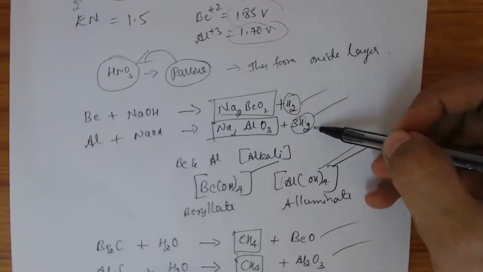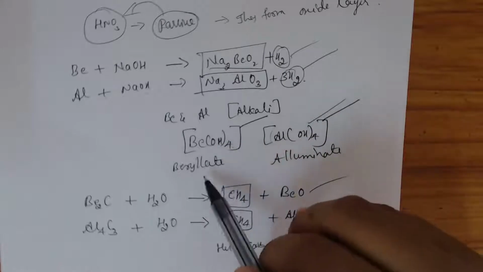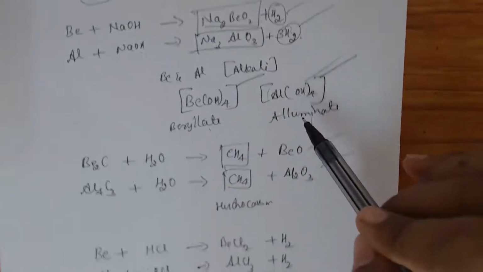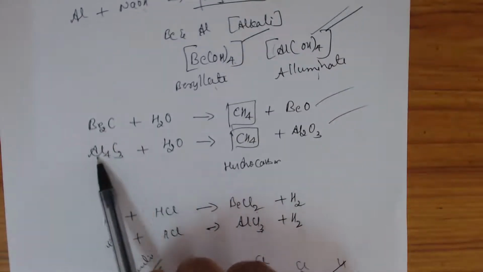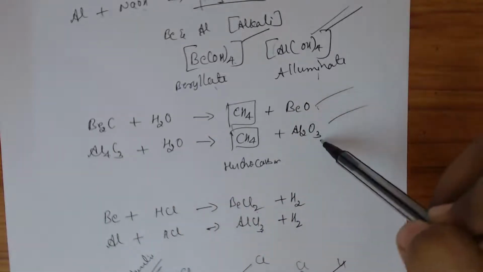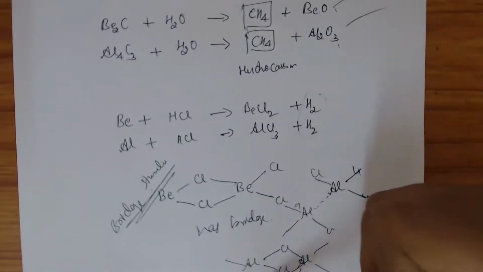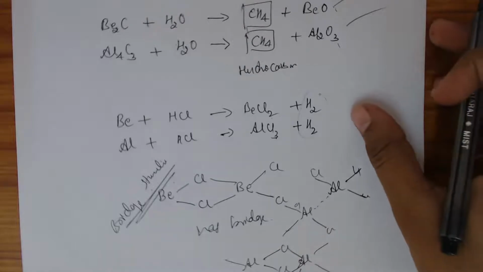Both liberate hydrogen when they react with alkali. When they react with alkali, again they form beryllate ion as well as aluminate ion. When the carbides of beryllium and aluminum are treated with water, they form hydrocarbon along with the simple oxide. When they react with HCl, they liberate hydrogen and they possess bridge structure. So this is all about the diagonal relationship of beryllium with aluminium.